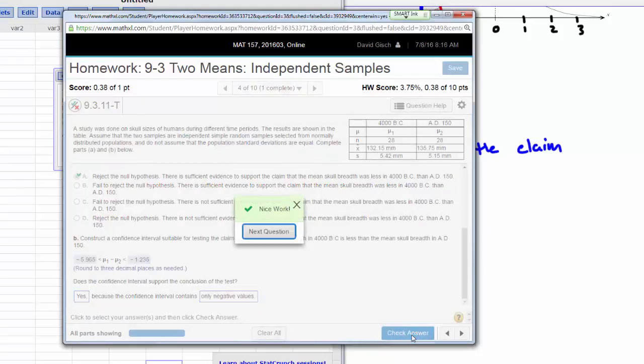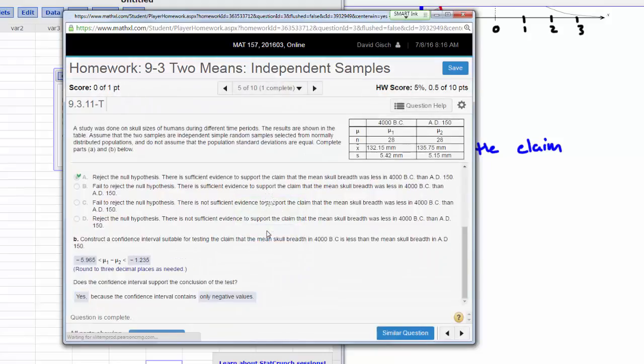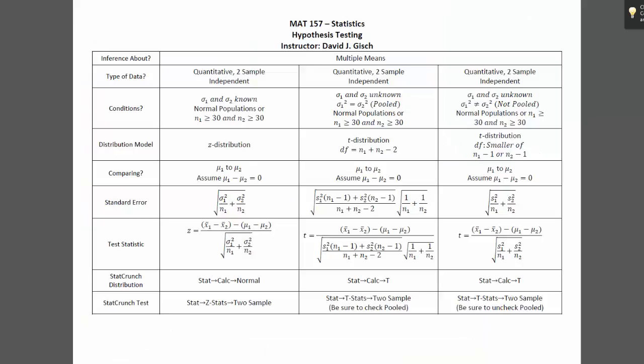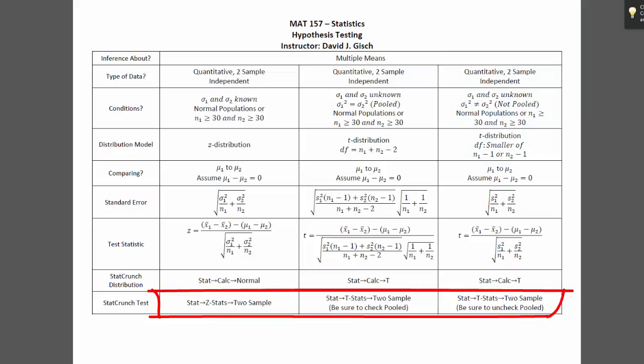All right, got it. So hope that helped. So just subtle adjustments, you know, if the sigmas are known or not, if they're equal or not. So just subtle things, not really a whole lot different, and you know, just click a different thing here or there in StatCrunch, but pretty minor. And again, that formula sheet helps you out with that as well, that bottom row.